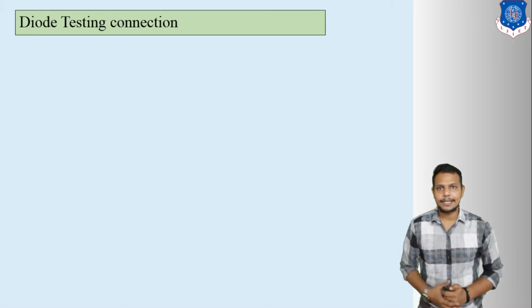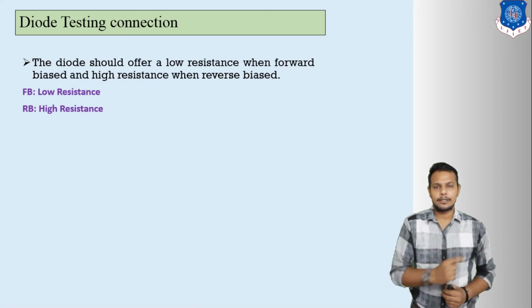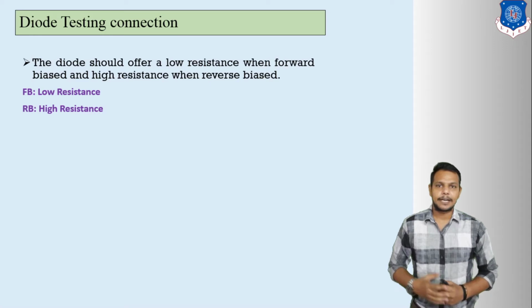Next, this is the diode testing connection. The diode should offer low resistance when it is in forward bias and high resistance when it is in reverse bias. When the diode is in forward bias, it becomes a closed loop, meaning current flows through that terminal, it allows the flow of current, and the resistance is low. But in reverse bias, there is high resistance. It becomes open circuited, and no current flows.